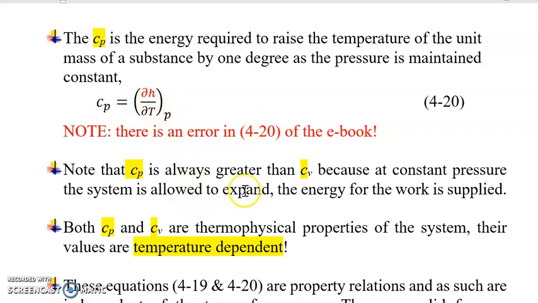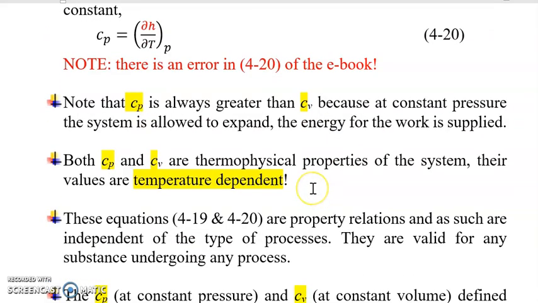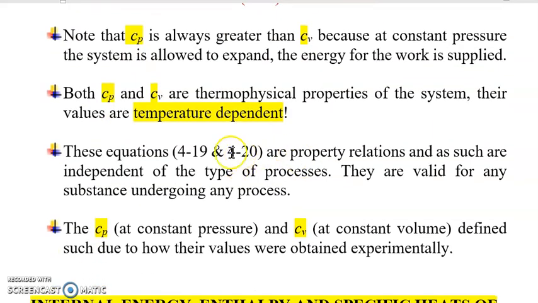Now, Cp is always greater than Cv because at constant pressure the system is allowed to expand, so the energy for the work is supplied. For constant volume, the boundary work is 0. Both Cp and Cv are properties of the system, intensive properties of the system. They are temperature dependent. It's very important to determine at what temperature you are obtaining the Cp and Cv.